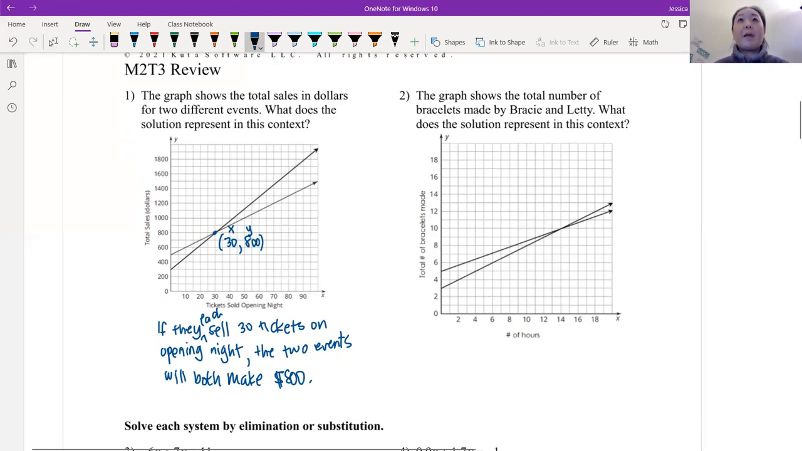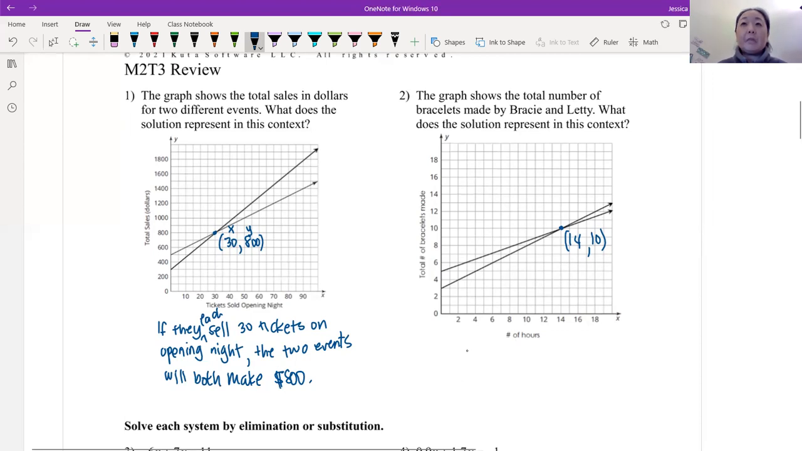All right, number two, the graph shows the total number of bracelets made by Bracy and Letty. What does the solution represent in this context? So here again, this is where they intersect, and here's 14. So this is at 14, and this is at 10. So 14, 10, what does that mean? So if you look at the X-axis, that means that's the number of hours it takes to make these bracelets, right? And here, that's going to be the total number of bracelets made.